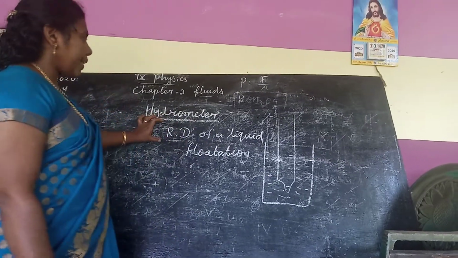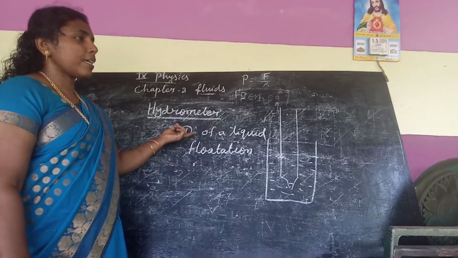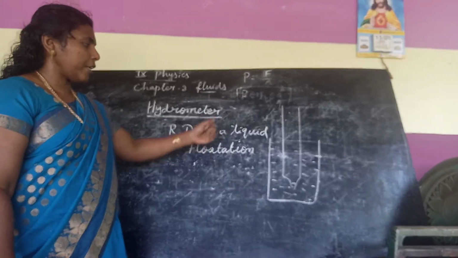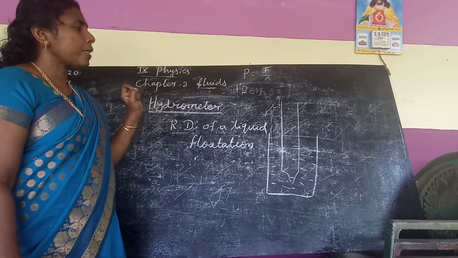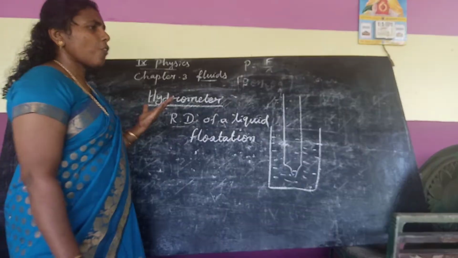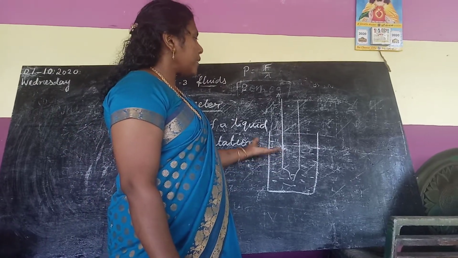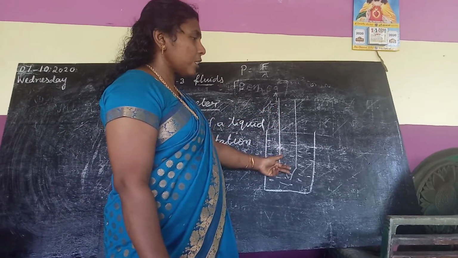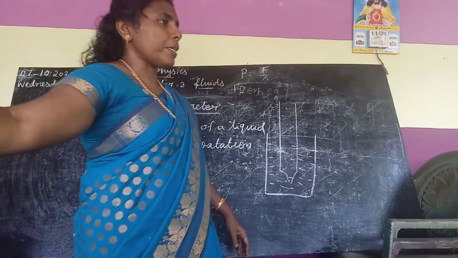Now what is a hydrometer? Why are we using this hydrometer? To find the relative density of a liquid, we are using this hydrometer. Which principle is used in the hydrometer? Flotation. So what is flotation? The weight of the liquid displaced when the hydrometer is immersed in a liquid is equal to the weight of the hydrometer.